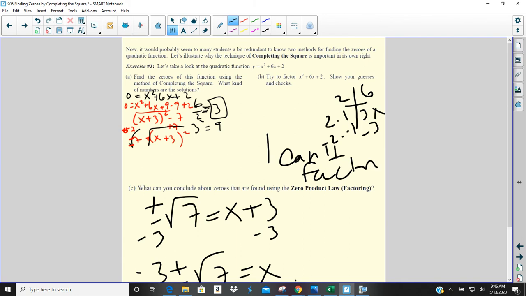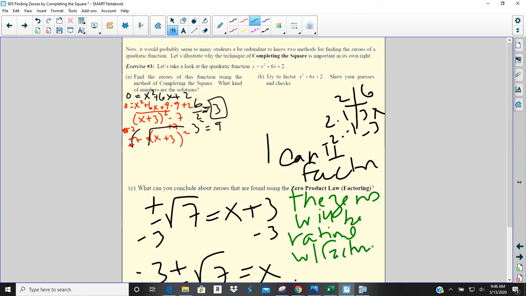What can you conclude about zeros that are found using the zero product law and factoring? So I can't factor it. Why can't I factor it? Because if you recall in question A, they were irrational numbers. So what types of numbers can only be factored? Rational numbers. The zeros, so let me write this down here. This is for C. The zeros will be rational with factoring. Okay, so I'm going to stop here with question 3.